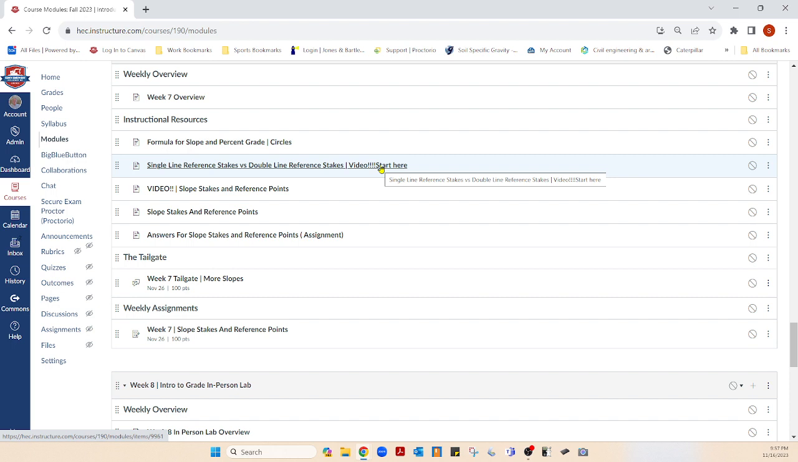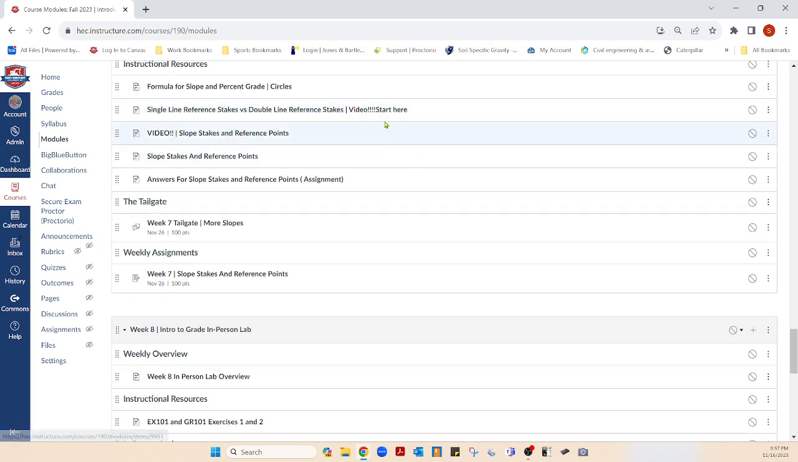This is where I want you to start because it's a little lengthy, but it's a really good illustration of the difference between double line and single line. And it's a really good illustration of these are road survey stakes that we're mostly looking at right now. So it's good to look at that. This is the video that I'm doing just right now that I'm getting ready to end.